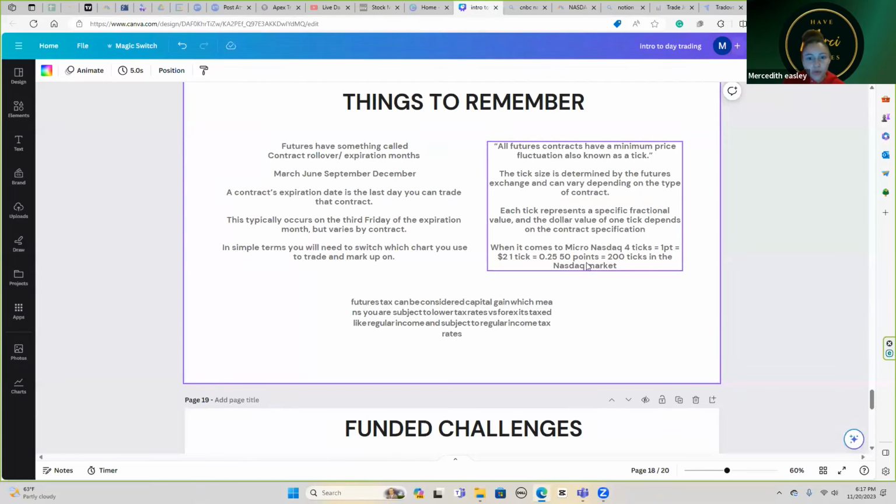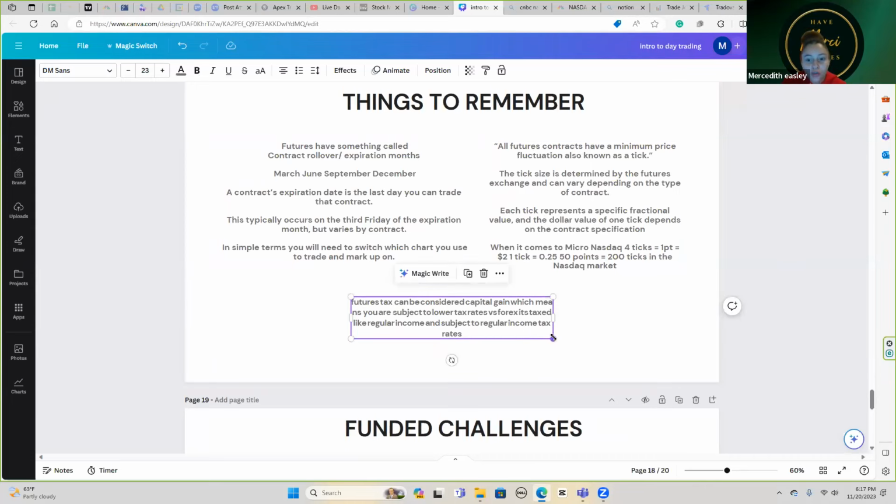Remember, all futures contracts have a minimum price fluctuation known as a tick. The tick size is determined by the futures exchange and can vary depending on the type of contract. This is going to sound confusing if you're new. This is new to me as well because I just started futures. All I remember is 50 points is 200 ticks in the NAS market. 4 ticks is 1 point.